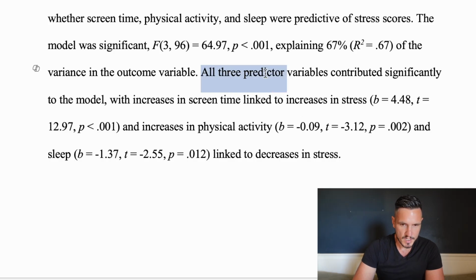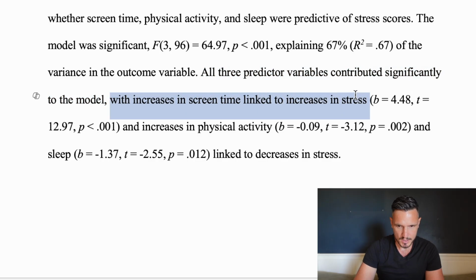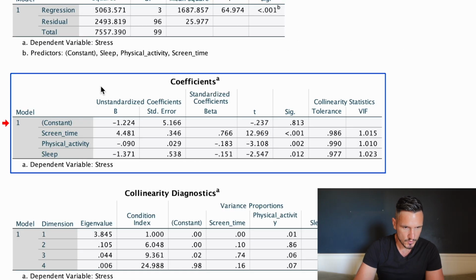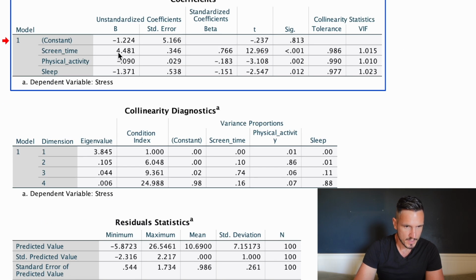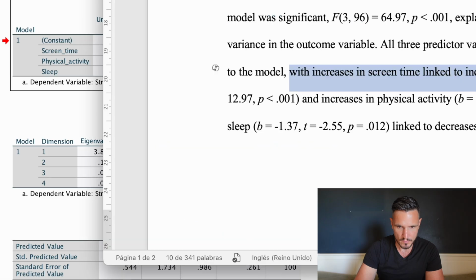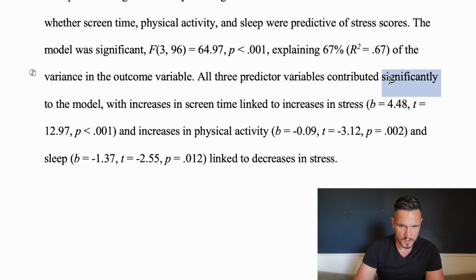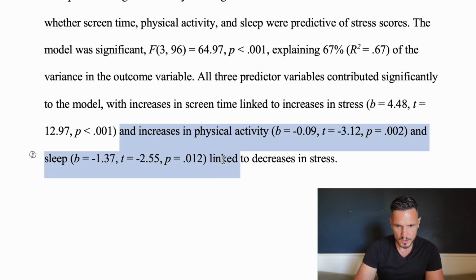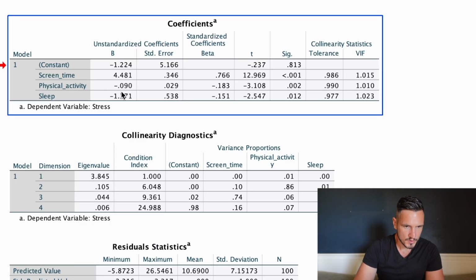So we've said that all 3 predictive variables contributed significantly to the model, and I've said that increases in screen time were linked to increases in stress. So that relates to the fact that we have this positive value here in the screen time row, and we have this SIG value of less than 0.05, which is why we've used the word significantly here. And then we've said that increases in physical activity and sleep were linked to decreases in stress, and that corresponds to how we have these minus symbols here in these physical activity and sleep rows.